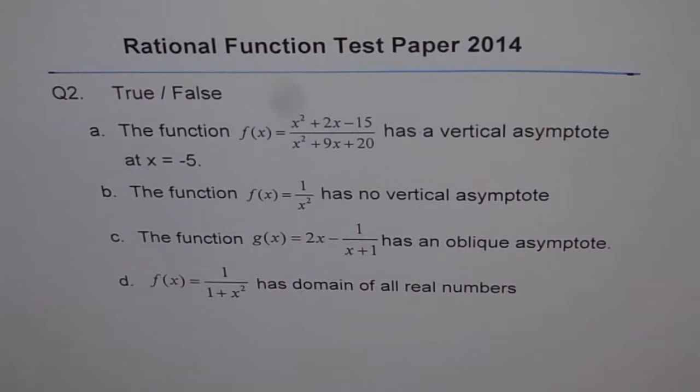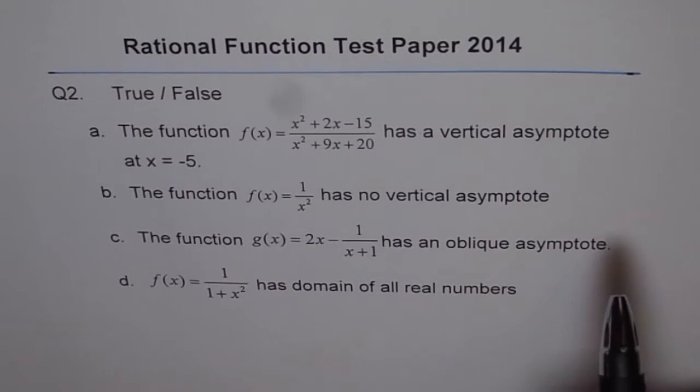C. Function g of x equals 2x minus 1 over x plus 1 has an oblique asymptote. D. f of x equals 1 over 1 plus x squared has domain of all real numbers. I'd like you to answer these questions and then look into my suggestions. Now here is my suggestion.